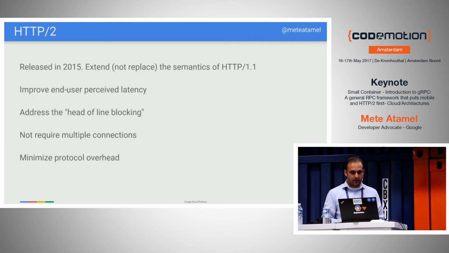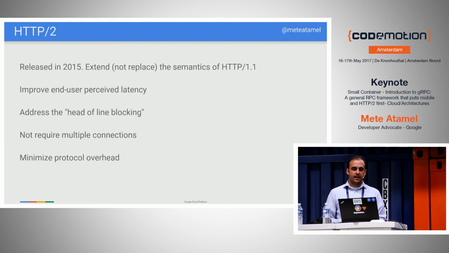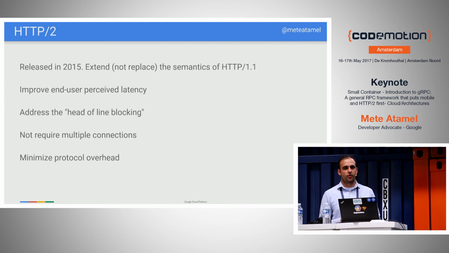In HTTP2, which was released in 2015, the main goal is to improve the end-user latency, the perceived latency. So we want people, when they look at latency, to perceive that it's really good. And this head-of-line blocking issue is completely gone in HTTP2. It doesn't require multiple connections, so you have a single connection, and it tries to minimize the protocol overhead. So all the overhead of HTTP1, HTTP2 tries to get rid of it.